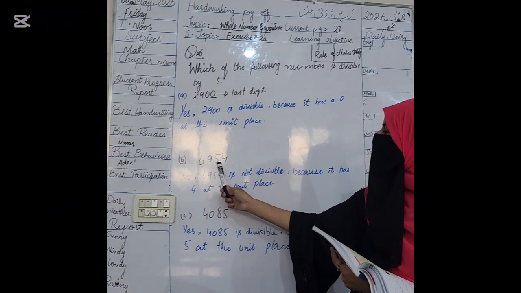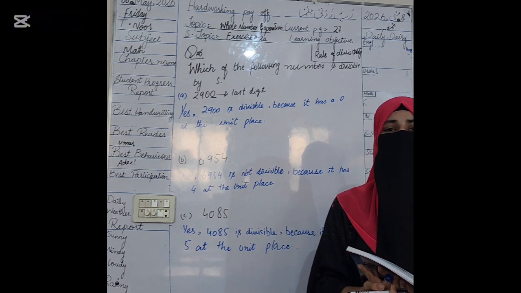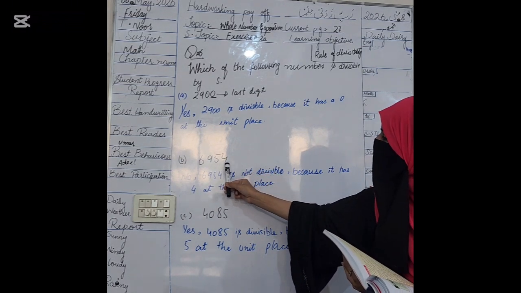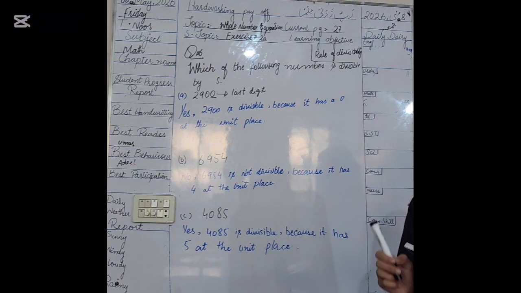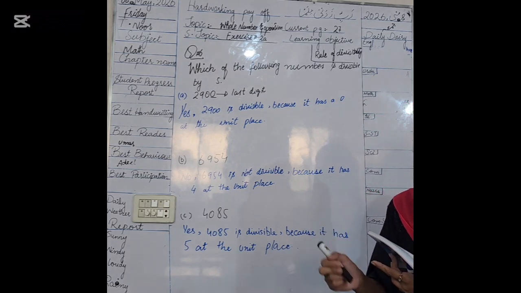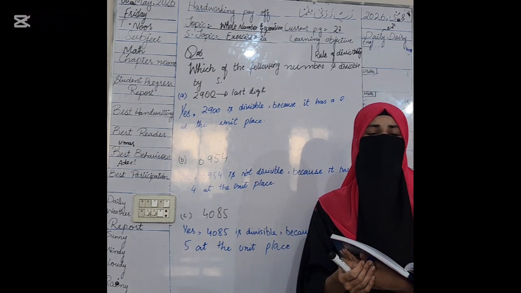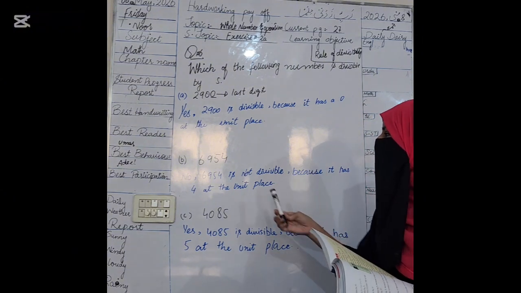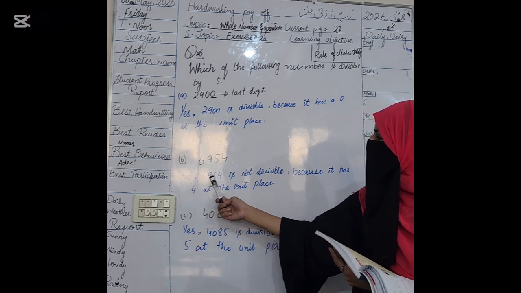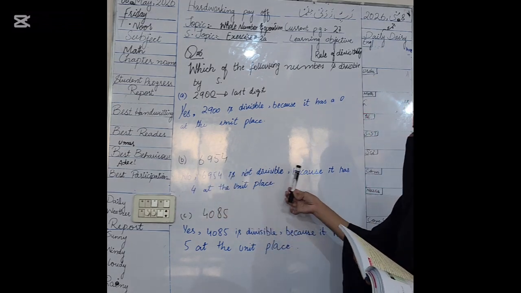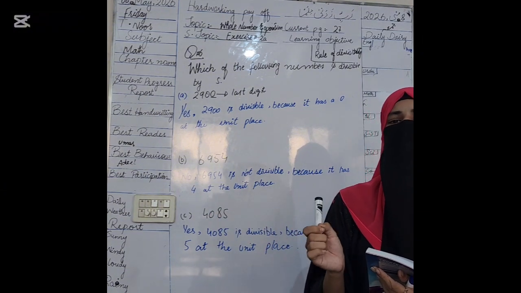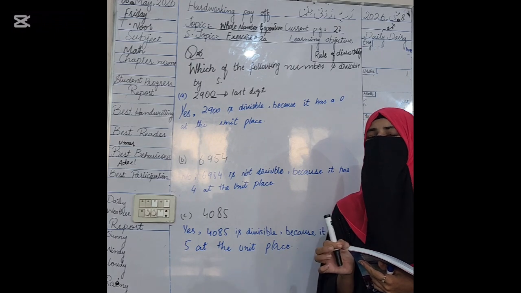Question B is 6954. So firstly we look at its unit place. What is the unit place? Unit place is the last digit of a number. So look at this 4. You know that in a multiple of 5 the last digit must be a 5 or a 0. Other digits, 1 to 4 and 6 to 9, cannot come at the unit digit in divisibility of 5. So it's a 4, which means it's not divisible. So we write no, 6954 is not divisible because it has a 4 at the unit place, and only a 5 or a 0 at the unit place makes a number divisible by 5.